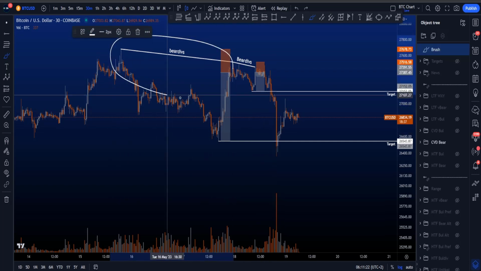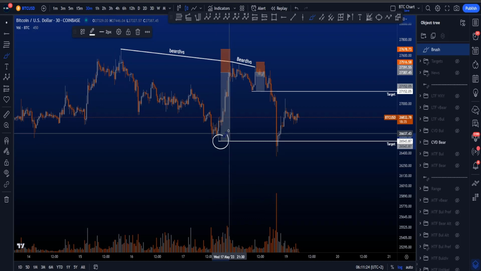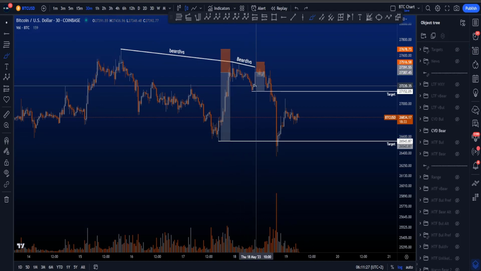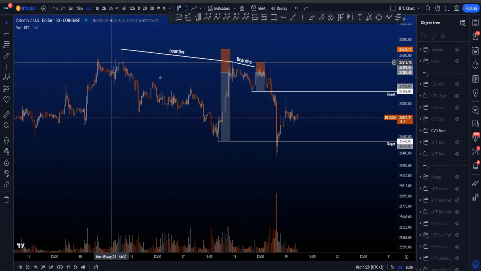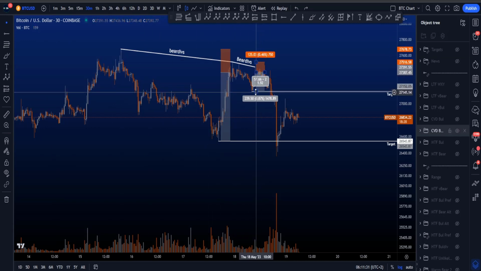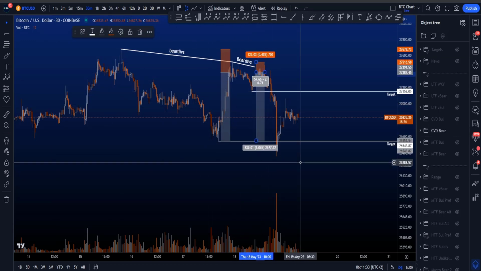Now the target for the bigger bearish divergence was the low over here, and for the smaller bearish divergence was the low over here, but of course the smaller one could have been extended because of the bigger one, for quite a nice trading setup indeed.